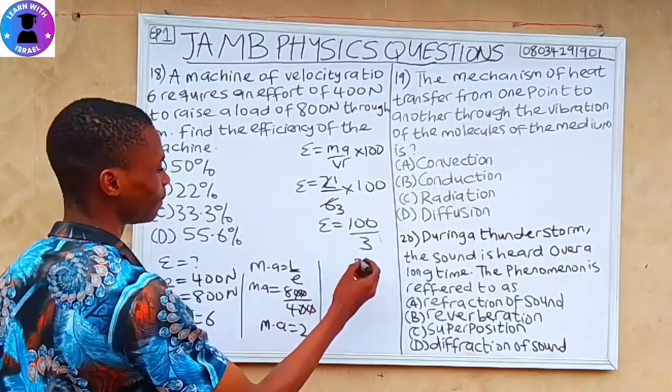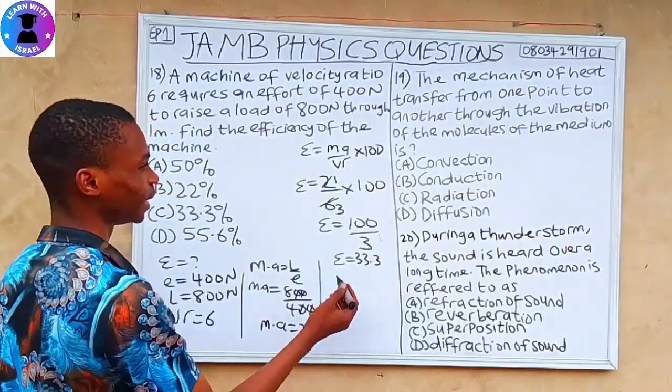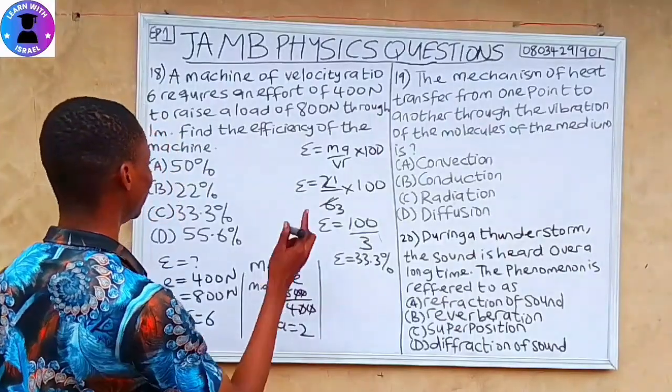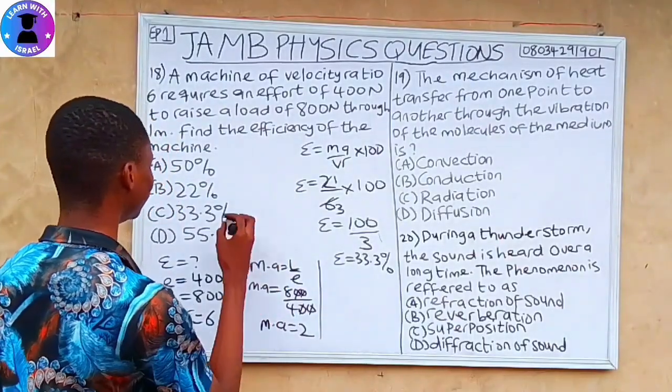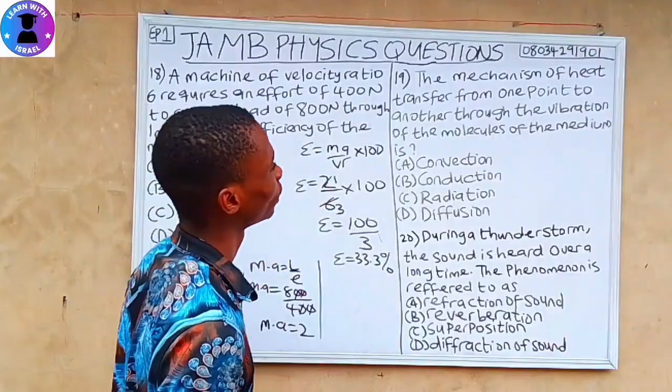So 100 divided by 3 is 33.3, and efficiency is measured in percent, so we have 33.3%. And if we check the options, it's in option C, 33.3%. Let's move to question 19.